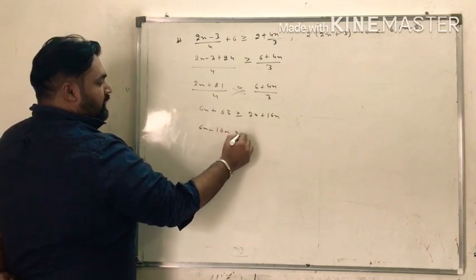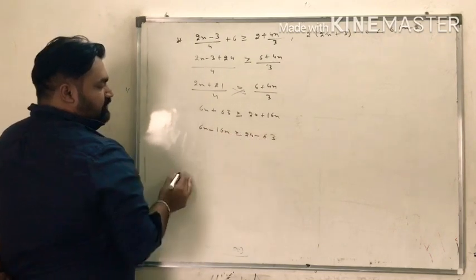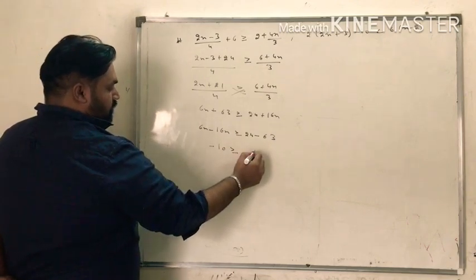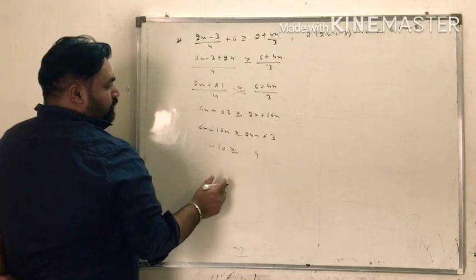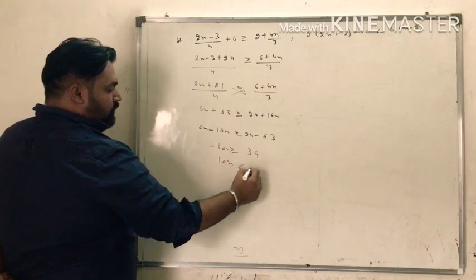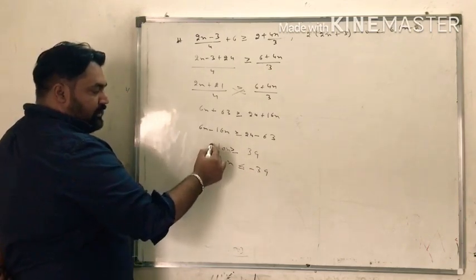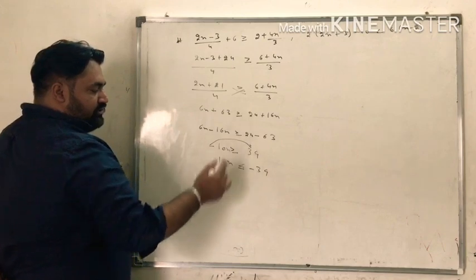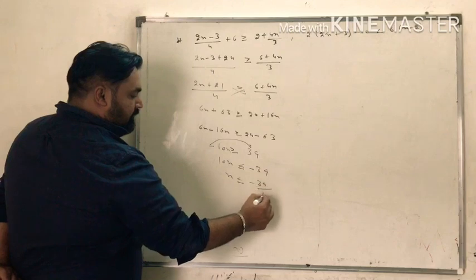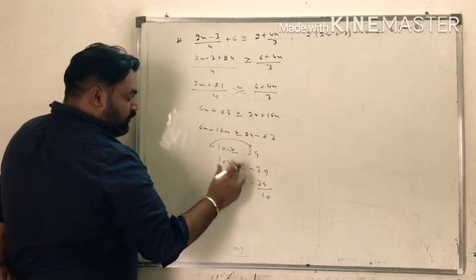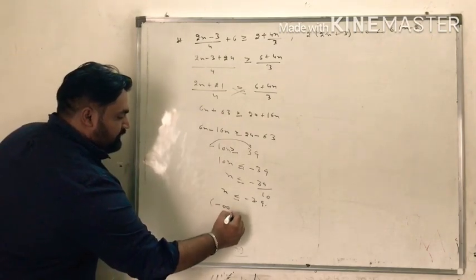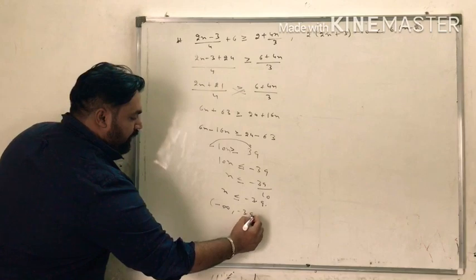6x minus 16x greater than 24 minus 63. So minus 10x greater than minus 39. So 10x less than or equal to 39. Whenever we shift the negative sign to this side, the inequality sign changes. So x less than or equal to minus 39 upon 10, x less than or equal to minus 3.9. So the interval is minus infinity to minus 3.9.